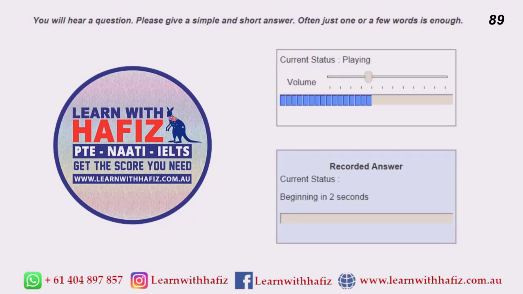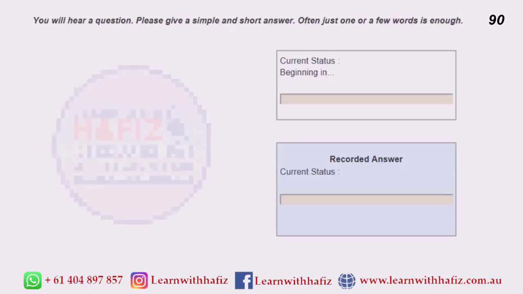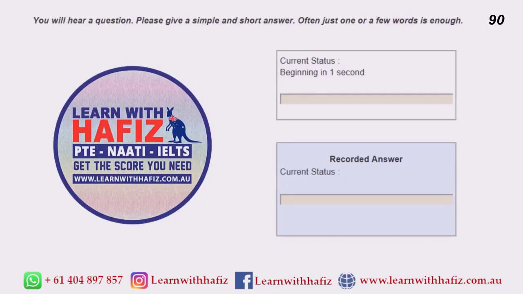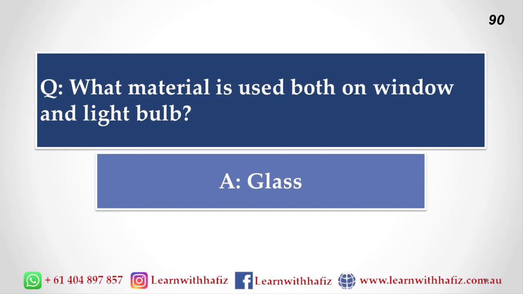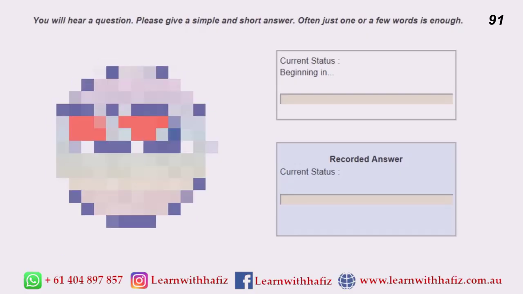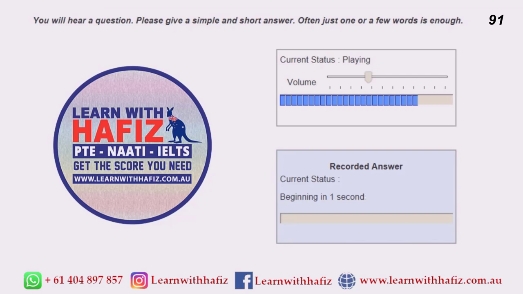Which shape in mathematics has the concept of perimeter and diameter? Correct answer is. What material is used both on window and light bulb? Correct answer is. Which continent do China, India, Korea and Japan locate?